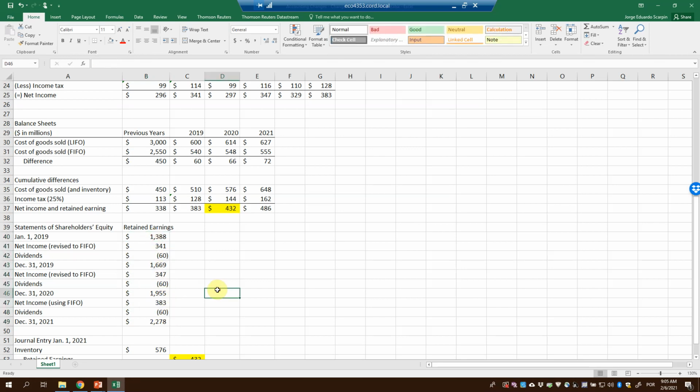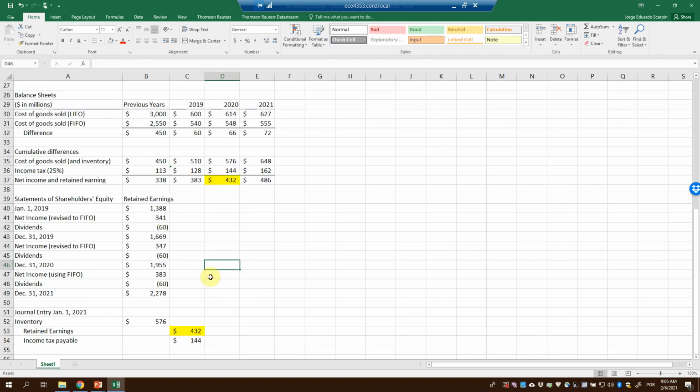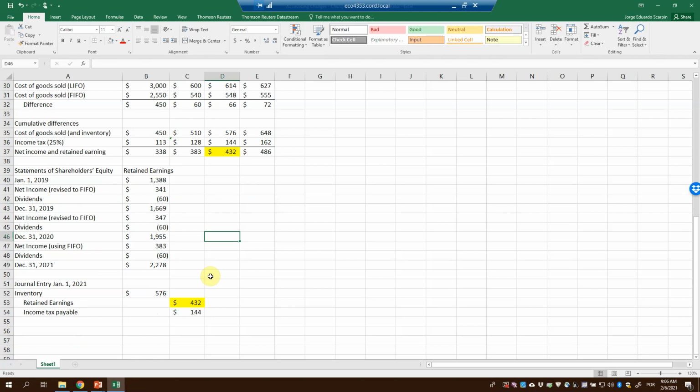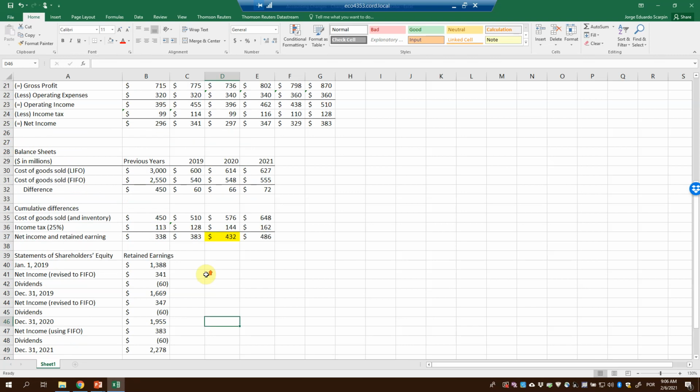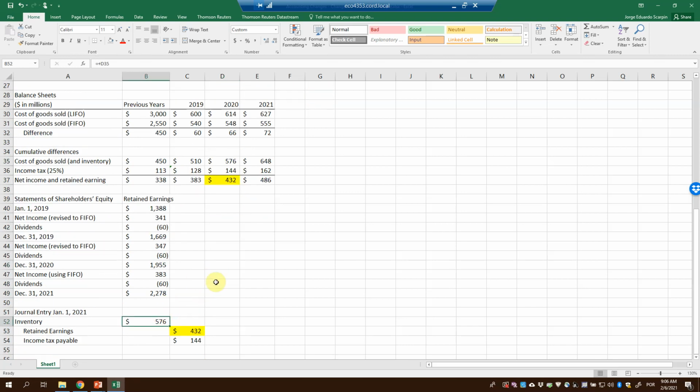Okay? What about journal entry? Do we need to go back, open our accounting, and do one journal entry for each year? No. For journal entry, we do it only once, on January 1st, 2021. So if we are taking January 1st, 2021, what do we do? Inventory, the difference. So we grab 2020 numbers because our journal entry is on January 1st, 2021. How do we do that? Let's delete it here.